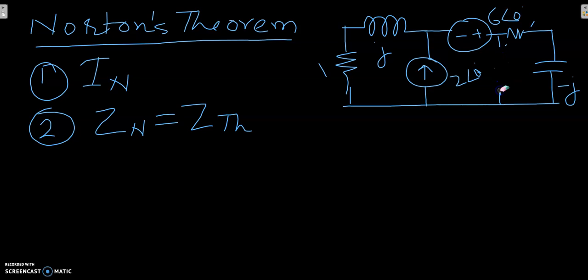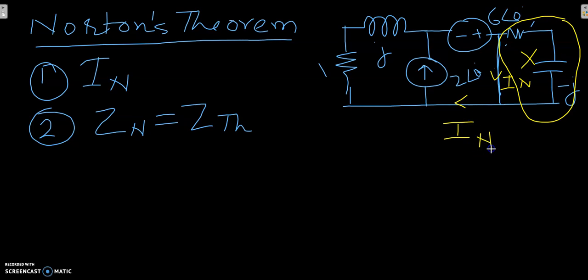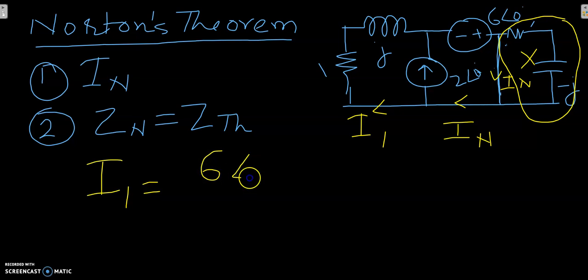We'll be short circuiting this. So I short circuit this. If I'm short circuiting this, that means effectively this part goes. So the current, if IN is flowing here, the same current IN would be flowing here. So here, let me call the current flowing here as I1. Then I1 would be given by 6 angle 0 degrees divided by 1 plus J.